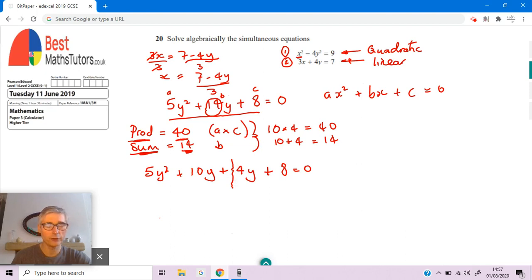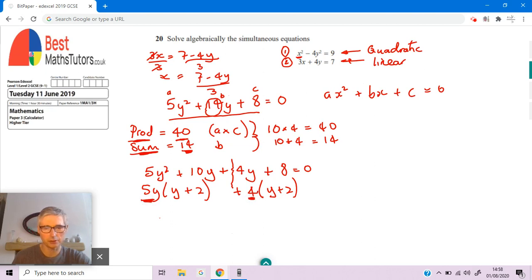So if we factorise the first half of this, then what we get is we can take out 5y, and that would mean that we need to have y plus 2 in a bracket. And then the second half, we could actually take out positive 4. So we can say positive 4 in front of the bracket, and then we'd have y plus 2 inside the bracket.